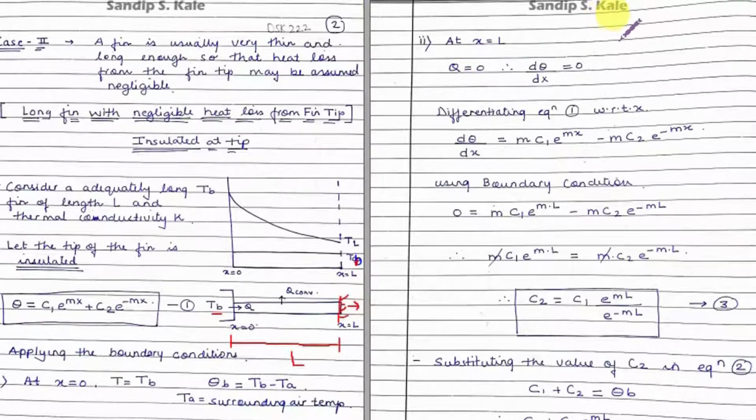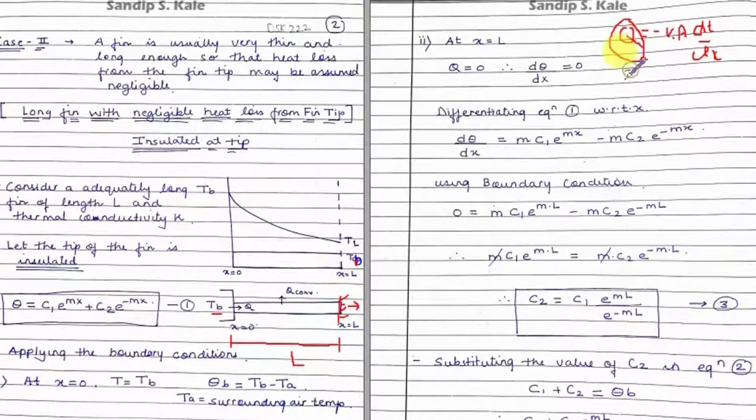So now as per Fourier's law, what is Q? Q is equal to minus KA multiplied by the temperature gradient. So that is nothing but dT divided by dx. So if I want this Q to be equal to 0, then what should be the case?